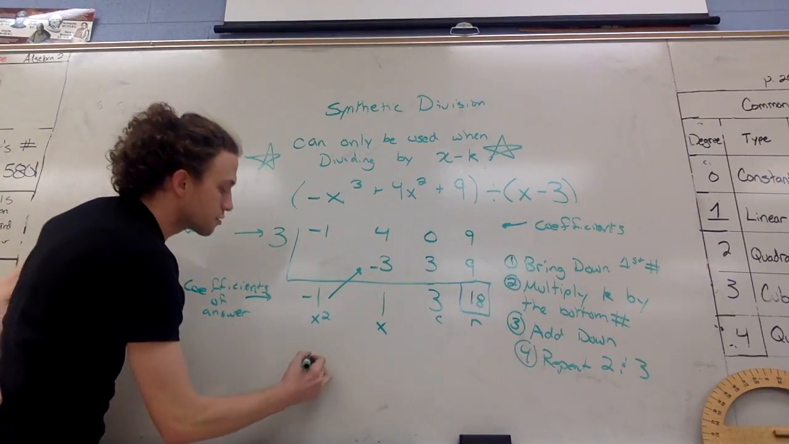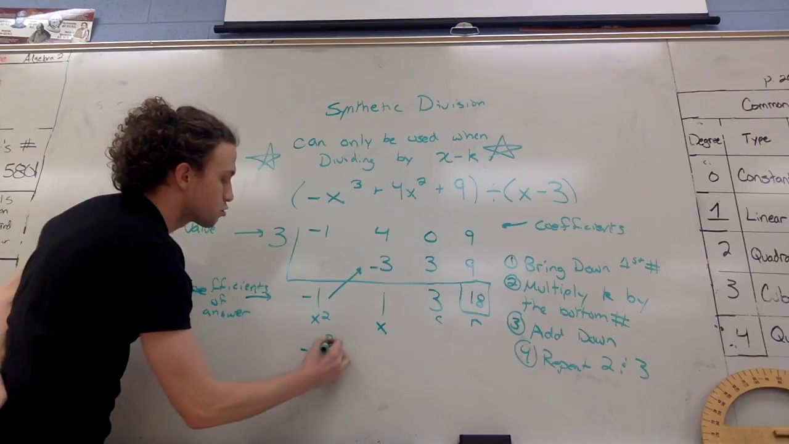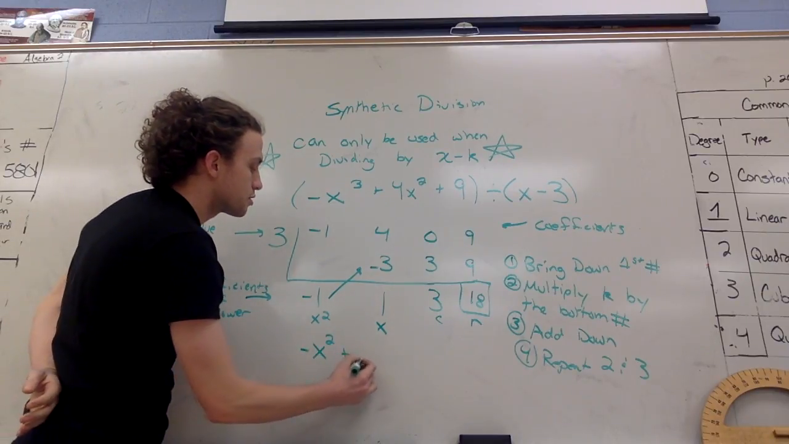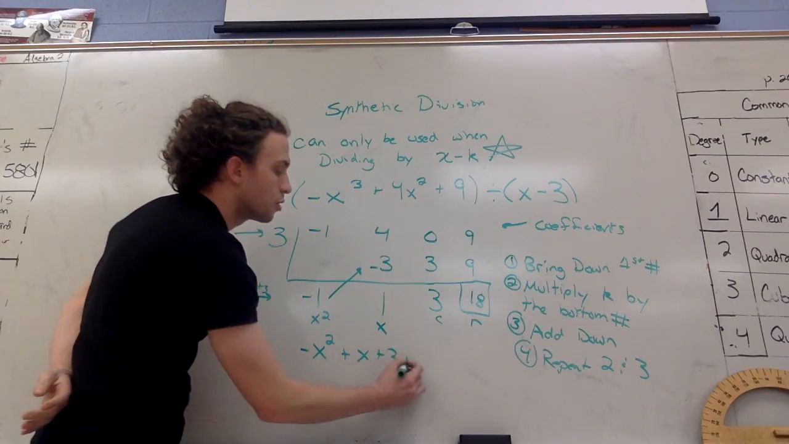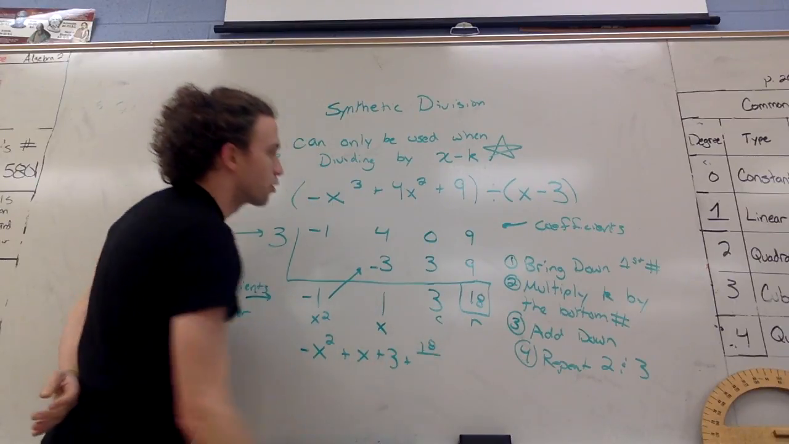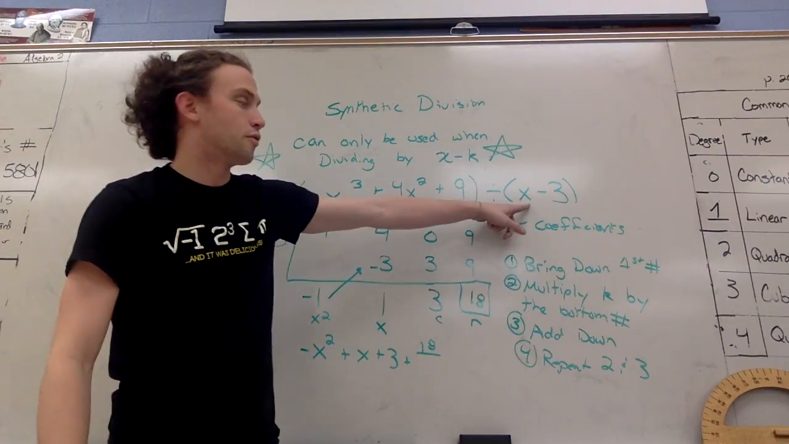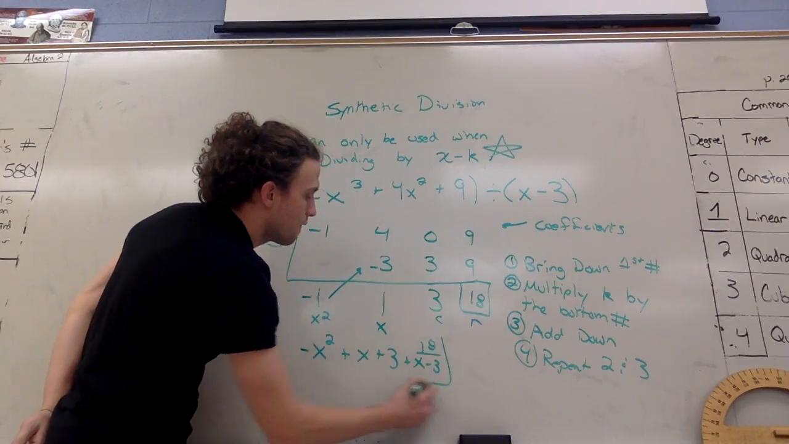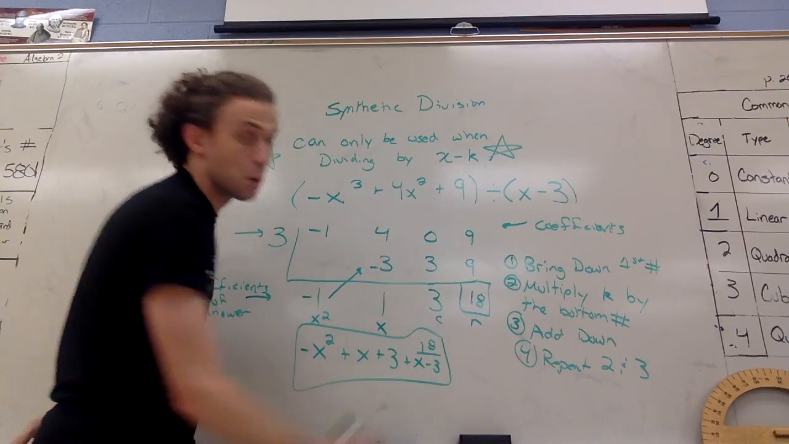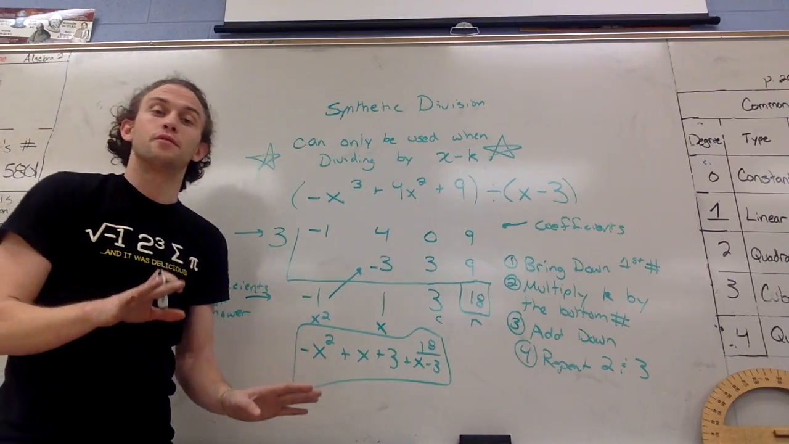So my actual answer is going to be negative x squared plus x plus 3, plus 18 over, you always put your remainder over your divisor, x minus 3. Boom. Now, that's it for this problem.